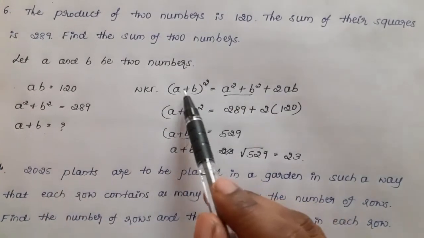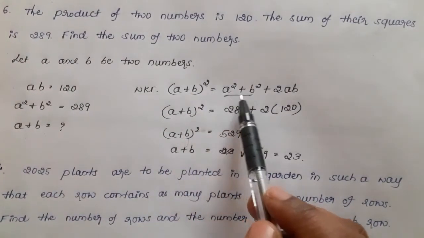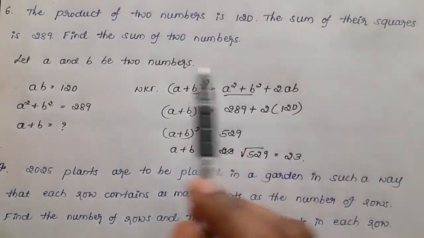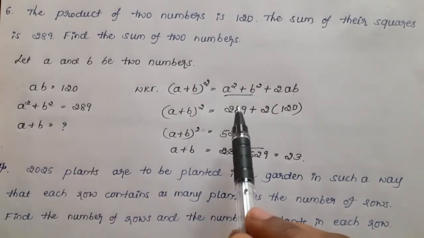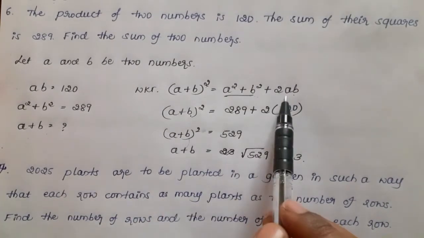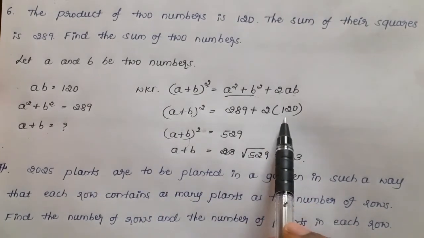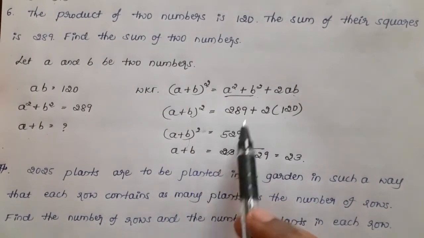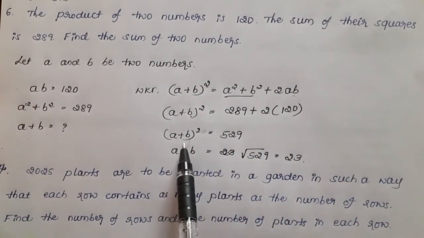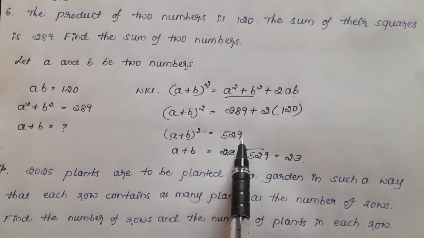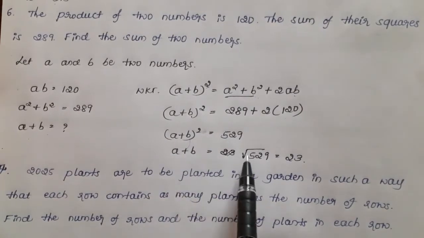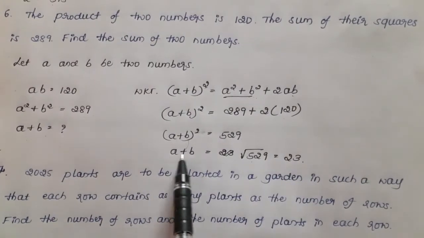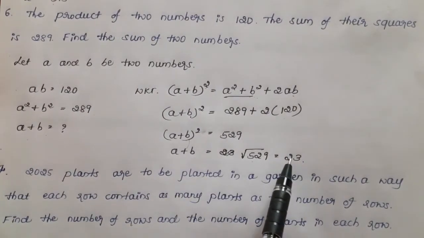So we know that a plus b whole square is a square plus b square plus 2ab. So by substituting these, a square plus b square is 289 and 2 into the product of these two numbers is 2 into 120, which is 240. 240 plus 289 is 529. So a plus b whole square is 529. That means a plus b is the root of this number. Root of this number is 23. So the sum of those numbers is 23.